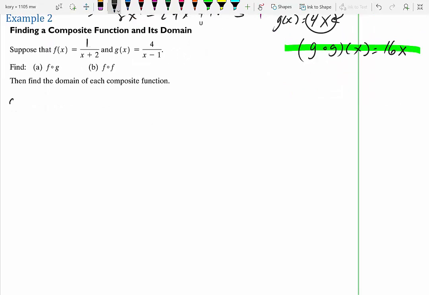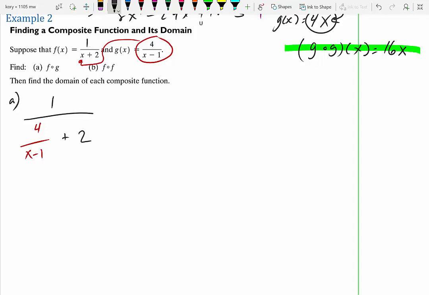All right, so part A. Part A, we have f composed with g. So we're going to plug g inside f for every x we see. There's only one x, so that's where we're going to plug it in. So we have 1 over our g of x, so 1 over 4 over x minus 1, plus 2. Now you notice there's no x here, there's no 1 or anything. If there isn't any of that, it's just x. So you're going to simplify it.